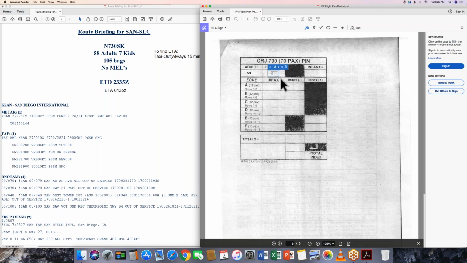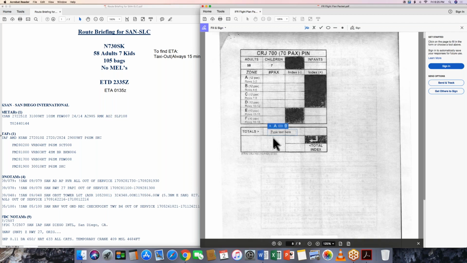58 adults, 7 kids, no infants. And we'll just load the plane how we want to. Typically, you get the best results if you start in the back and go forward, with the CRJs at least. But I'm pretty sure this one, regardless, is going to be good.